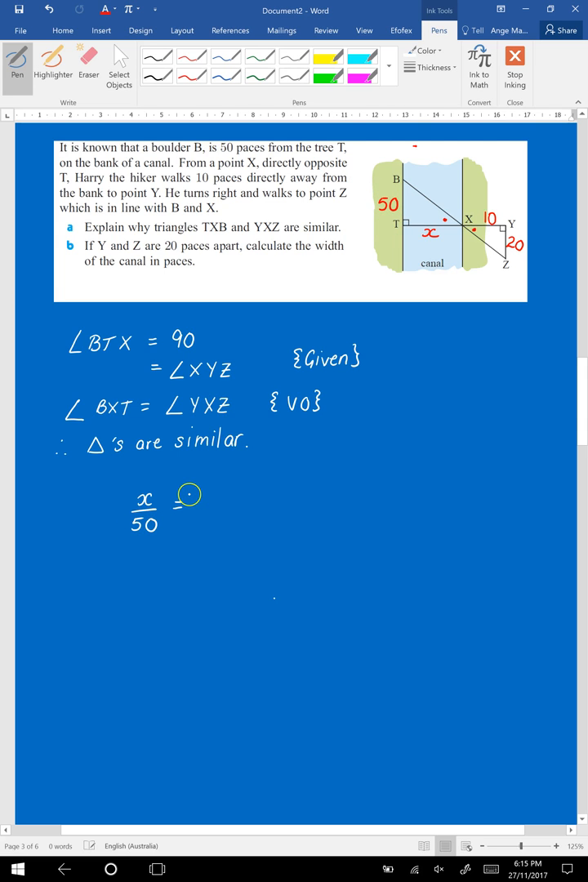So now I need x's corresponding length on this side. So I simply go, well, x is right angle to dot. So right angle to dot here is 10. And so I know that 10 is its corresponding side. Now 50 is right angle to blank, nothing there. And right angle to blank is 20. And that is the correct ratio.